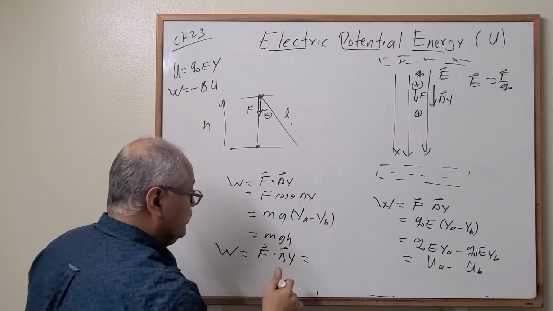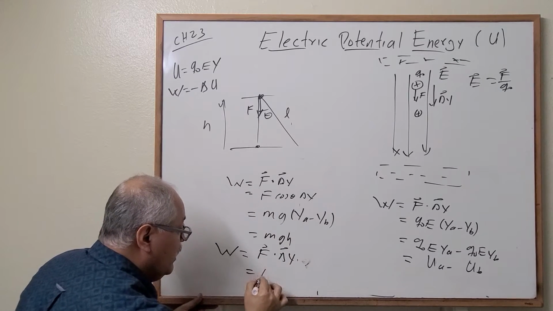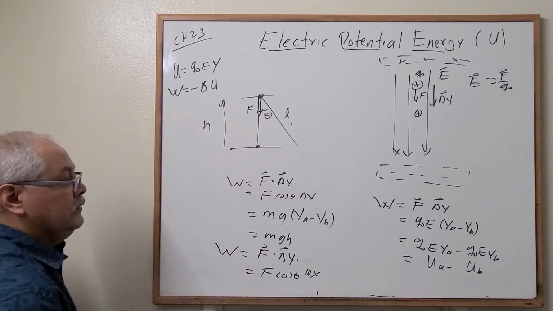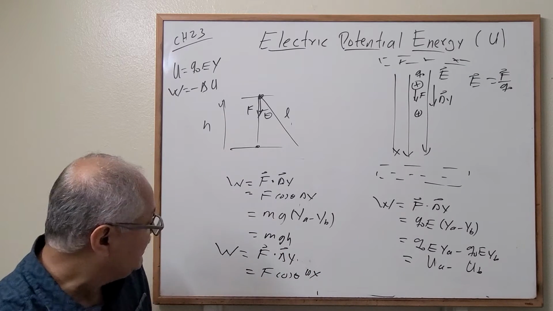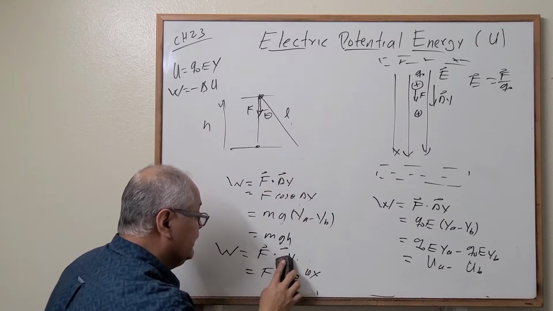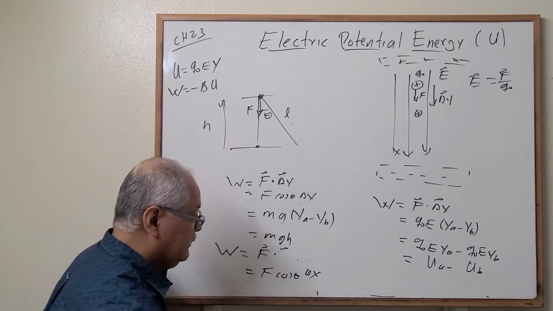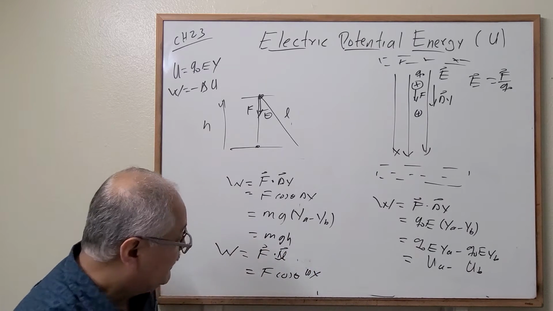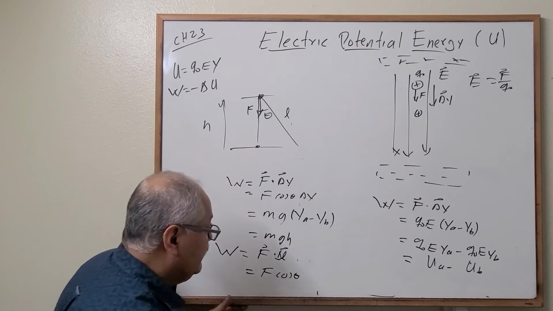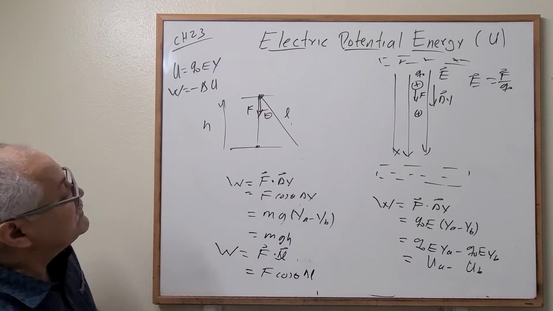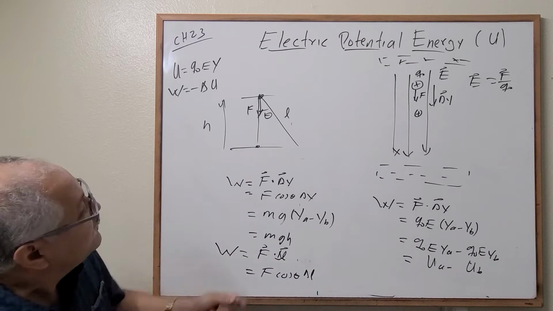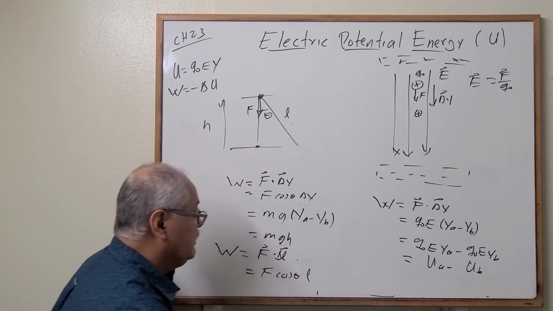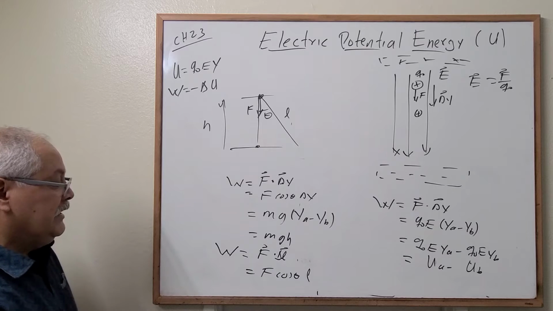Now let's go back to finding the work, again the same product: force cosine theta delta y. In this case, it's not delta y. In this case, it's going to be delta L, right? Delta L. But what is delta L? Delta L is just L, the length of the path. Let's take it as L. Perfect.